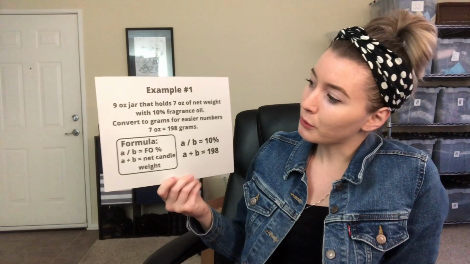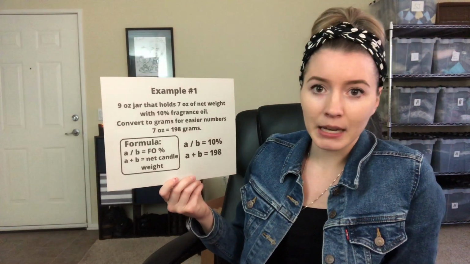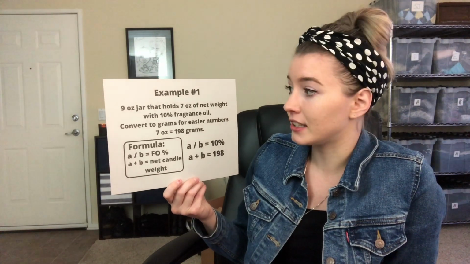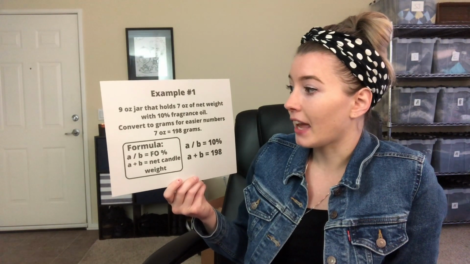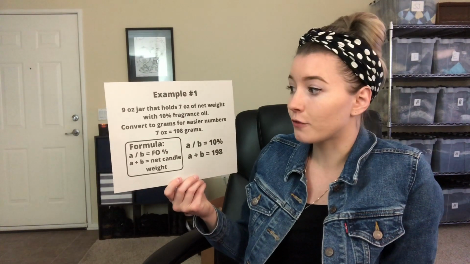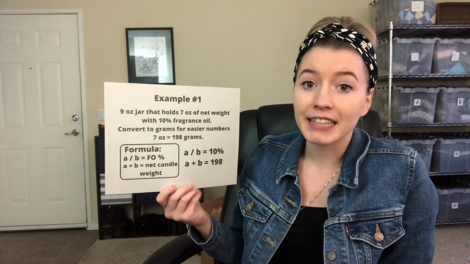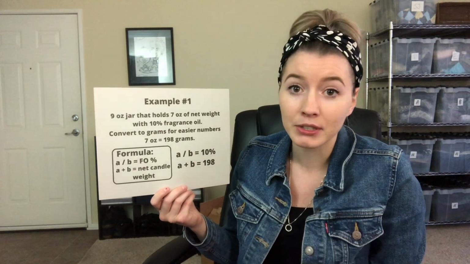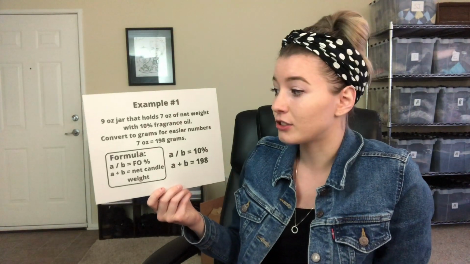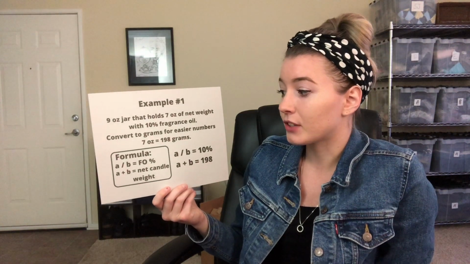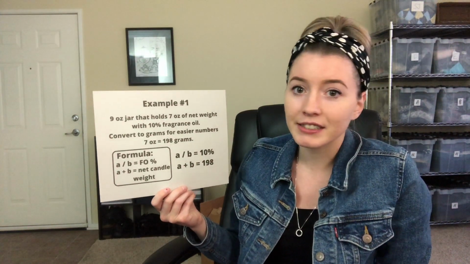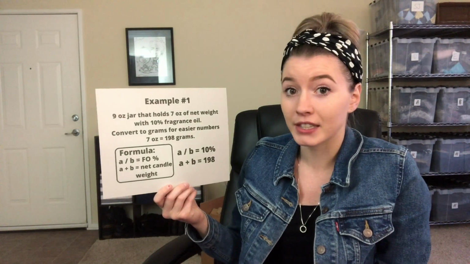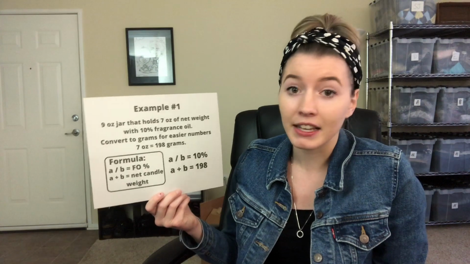All right, example number 1. So we're gonna use the same example we've been talking about in this whole video. So you have a 9-ounce jar that holds 7 ounces of net weight, and you want to use 10% fragrance oil. So in these examples, I will be converting everything to grams because that is how I personally do it, and I think it's way easier. So you're gonna convert it to grams for easier numbers. So 7 ounces is the same thing as 198 grams. So we're gonna use 198 grams for this example, but just know that that's the same thing as 7 ounces.